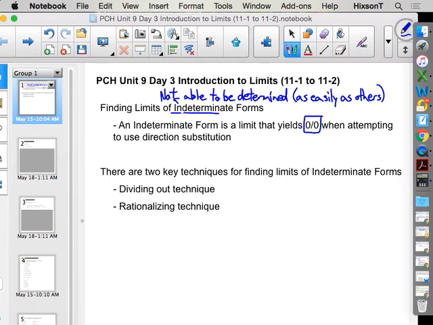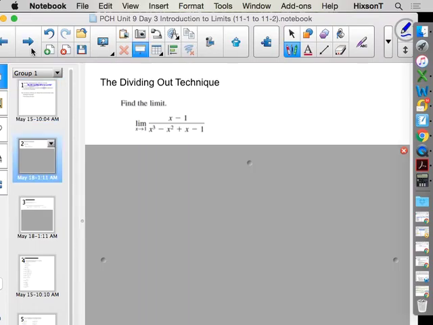Now, when we rationalized something, what was usually involved there in that function? Or in the expression? What? A radical. A radical, okay? So when you see radicals in the function and you get an indeterminate form, you're going to think rationalizing, okay? So let's take a look at these two cases, all right? First of all, looking at the dividing out technique.